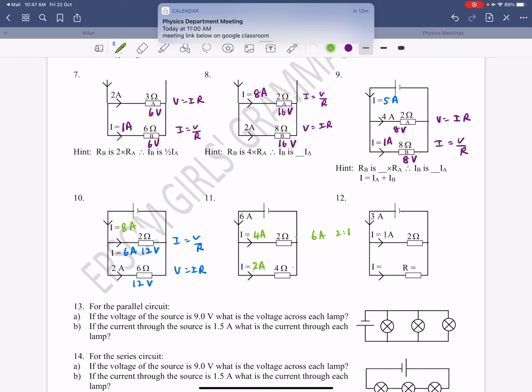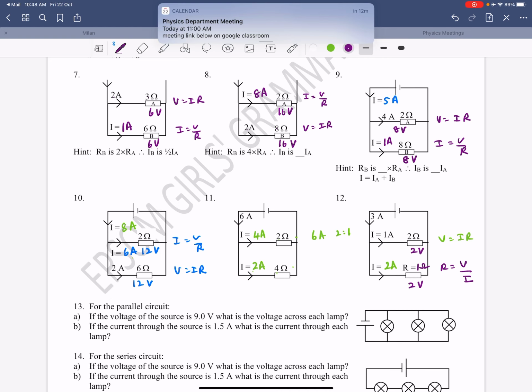Now this one here, so if 1 amp is going there and 3 amps are coming out, so if there's 3 amps here, 1 amp goes there, the remaining goes here. So 3 minus 1 is 2 amps is the current there. And let's get the voltage. Voltage is current times resistance. So voltage 1 times 2 is 2 volts. So this is also 2 volts. So resistance is voltage divided by current. So 2 divided by 2 is 1 ohm.